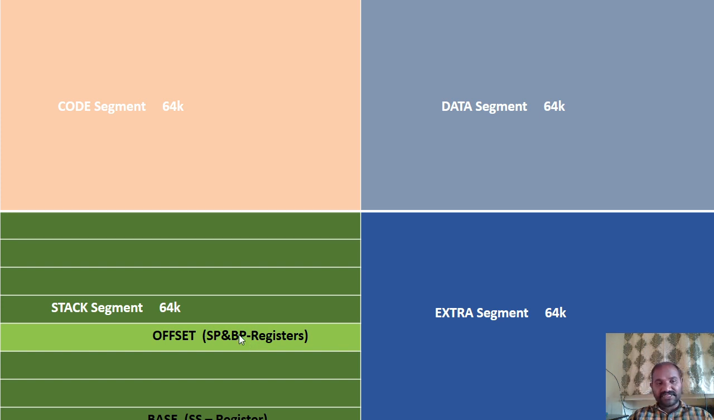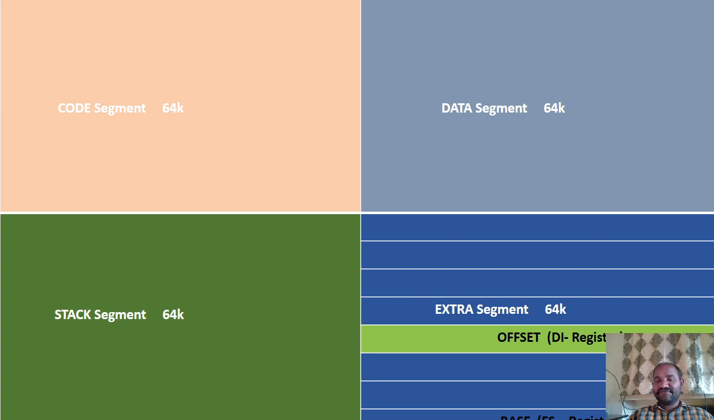Now, why we are having this, we are going to elaborate in the explanation today. So the next case. Here for the extra segment, the base address is there in the ES register, and the offset address is there in the DI register. So the base address is in the extra segment register, and the offset address is in the destination index register.